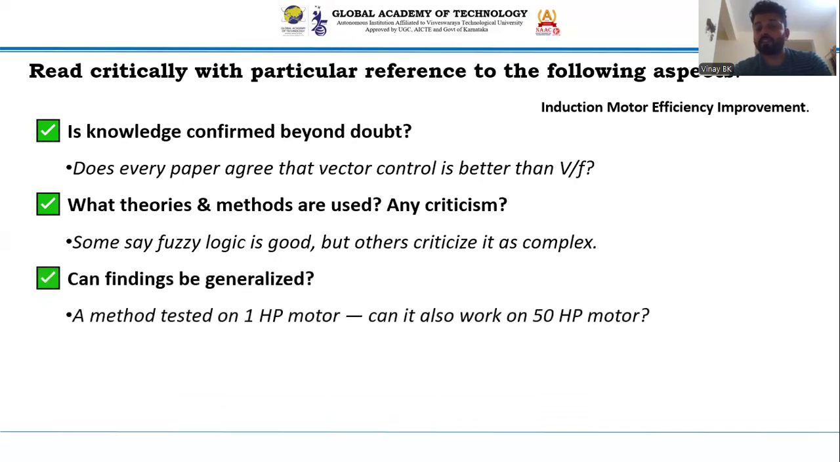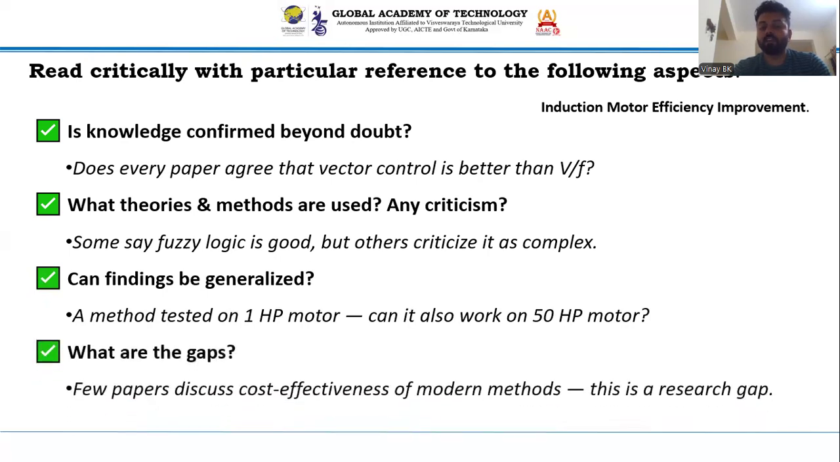And can findings be generalized? A method tested on a 1 HP motor, can it also work on a 50 HP motor? That is how you should generalize findings. And what are the gaps? Few papers discuss the cost effectiveness of modern methods. This is a research gap.